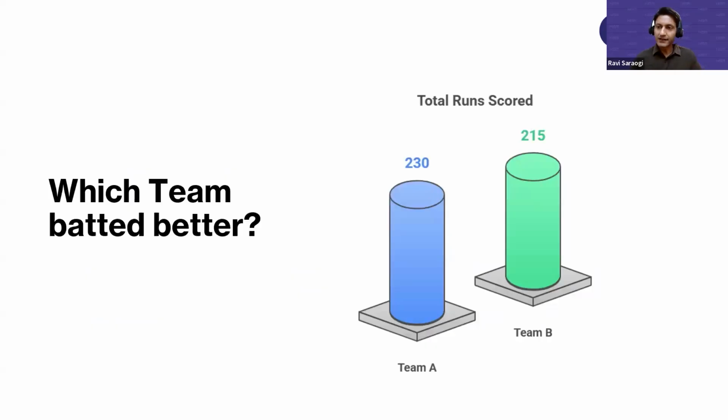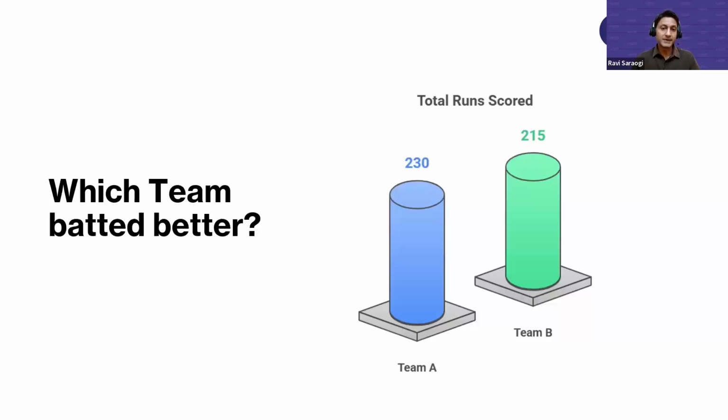Okay, so let's start with a simple question. Since cricket is in the air with the India, England Test match, I have a simple question. There's a game of cricket, and Team A has scored 230 runs, and Team B has scored 215 runs. Which team has batted better? Most of us would say Team A. After all, it has scored more runs. And that's how most of us tend to judge performance, by looking at the headline number.